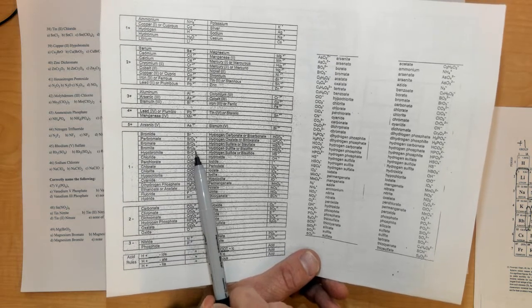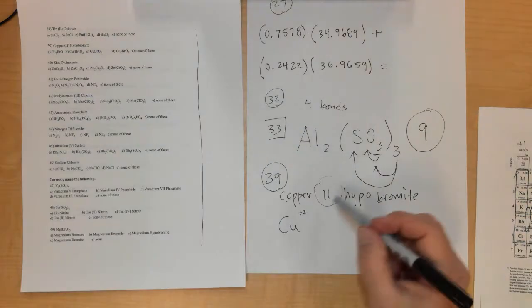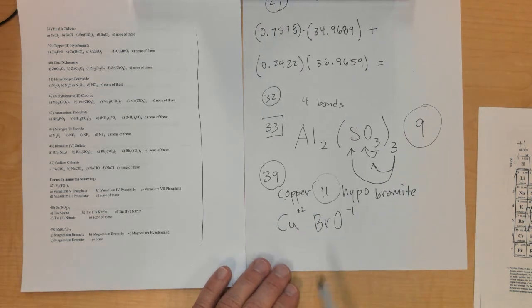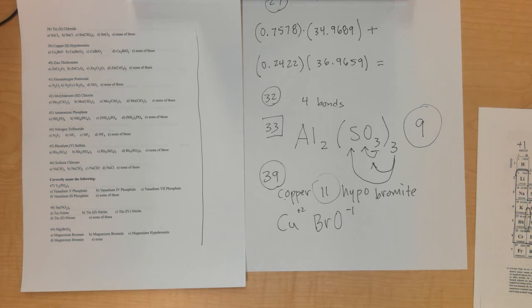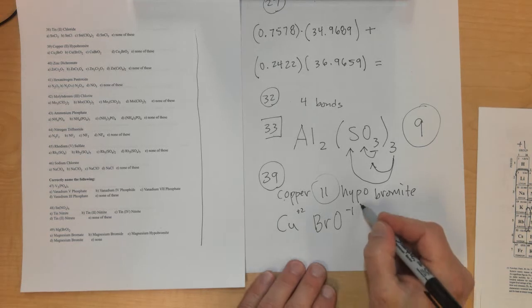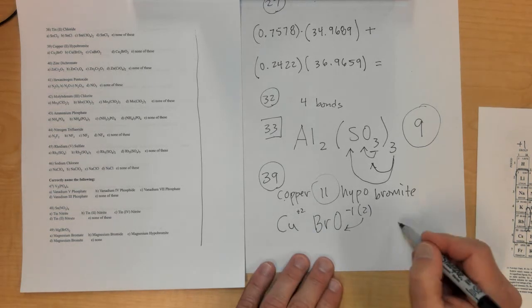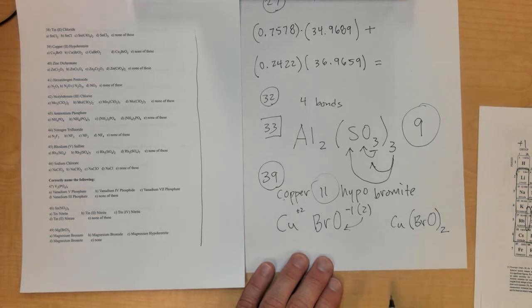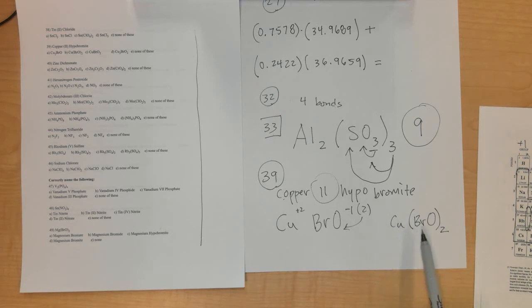Hypobromite is BrO-, and it's a -1 charge. So the plus 2 and the -1 don't add up to equal 0, so we have to do something to make them add up to 0. We're going to have more than one of something. I've got to have 2 of this guy, right? And so then it ends up being Cu, and then BrO, and then I'm going to have 2 of them, so I put a little 2 down below this. So this is Cu(BrO)2. Copper 2 hypobromite. Any other questions on that?